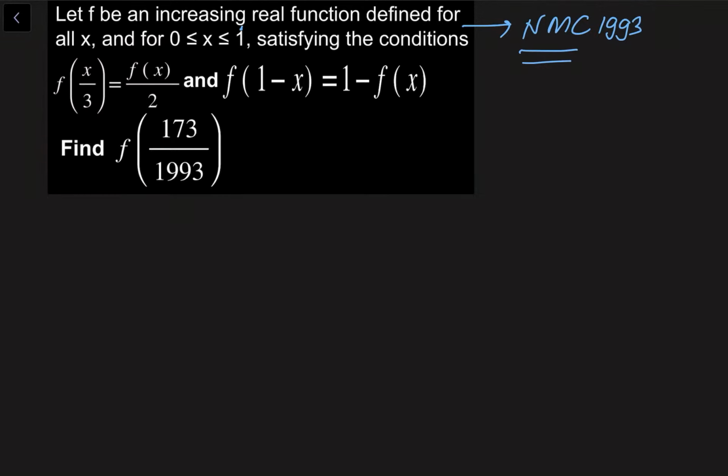This contest contained really good questions of mathematics. Now let's see this question. It says that let f be an increasing function. So one piece of information given is that f is an increasing function. Then it says that for x lying between 0 and 1 we have these two conditions, and we need to find the value of this thing.